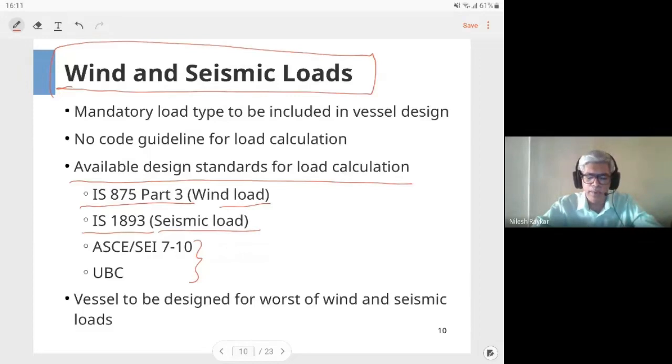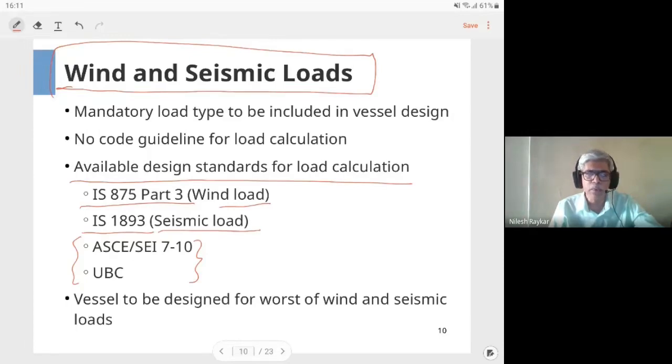So the last two codes, ASCE is the American Society of Civil Engineers. That code as well as the Uniform Building Code, they are more exhaustive and give many detailed calculations. So in case you land up in support design problems, the UBC or ASCE code will provide some sort of solution for more complex combinations of loads or some situations which are not addressed in the national code.